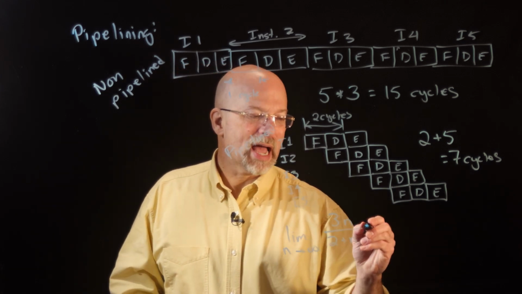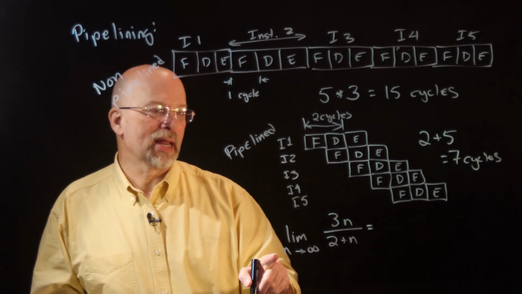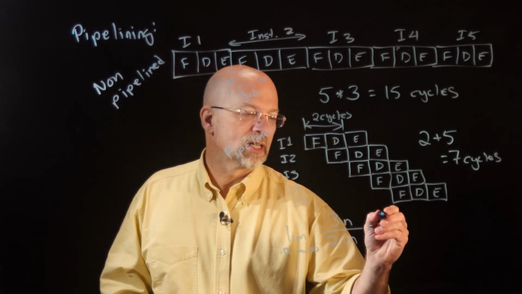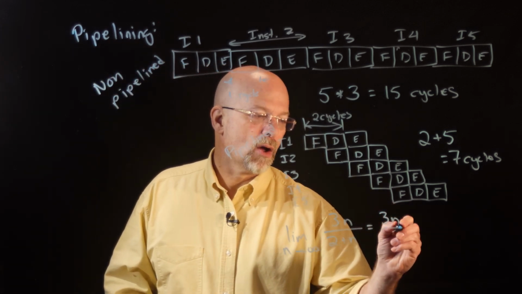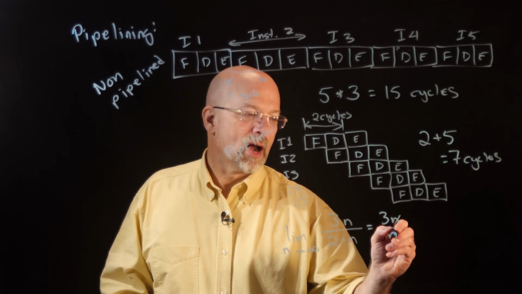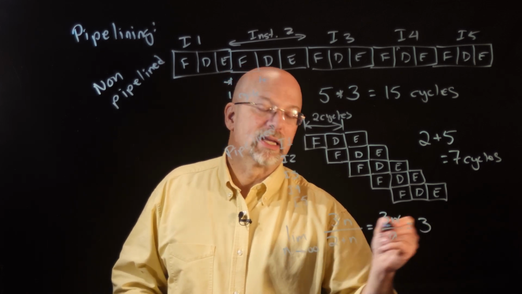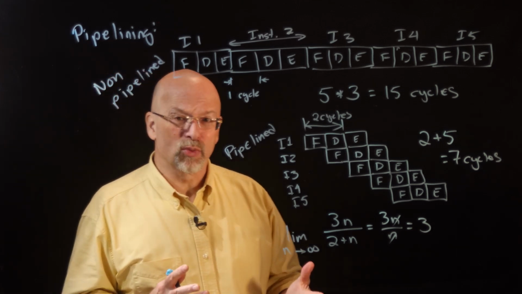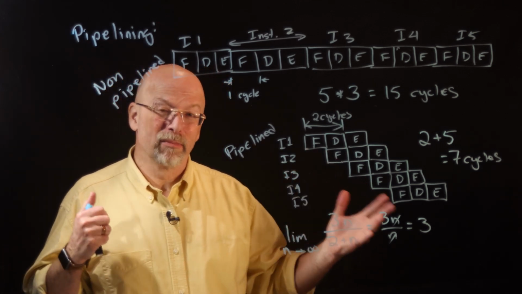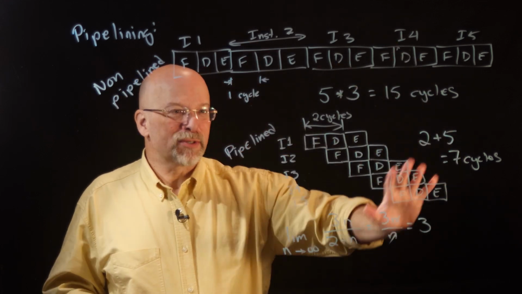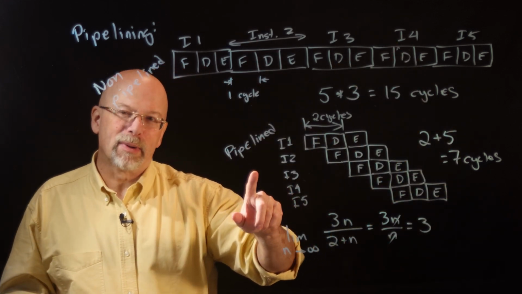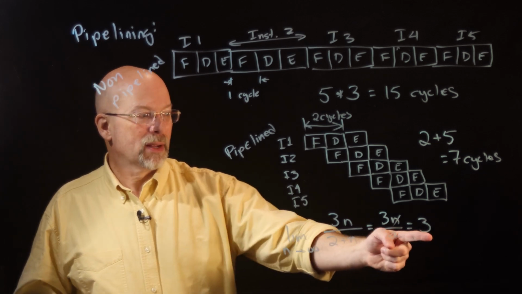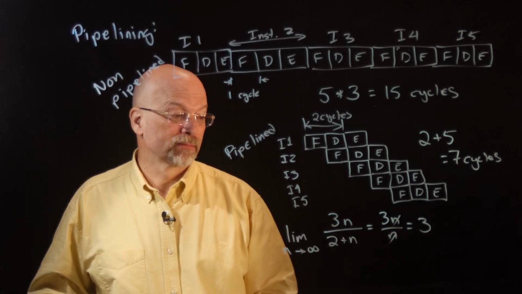So this 2 actually goes away, and the limit as the number of instructions goes to infinity of this expression is just 3n over n. Our n's cancel out, and we get 3. So, as the number of instructions we execute gets bigger and bigger, the speed up from going from a non-pipelined architecture to a pipelined architecture becomes close to 3.